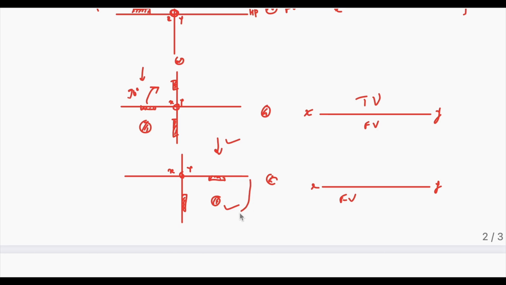It is on the horizontal plane, so it is to be rotated in clockwise direction by 90 degrees, so it will shift below the XY line. So in case of fourth angle projection method, front view as well as top view appear below the XY line.